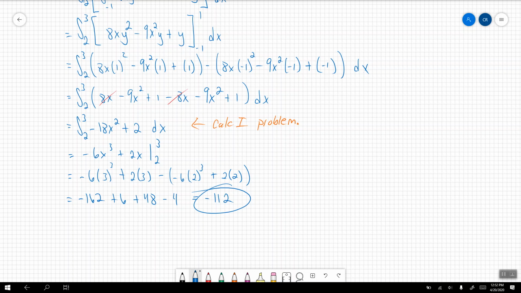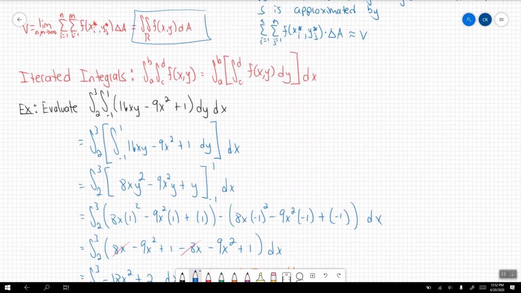All right, now the big question here. Looking at this particular integral that we were given, because the bounds here are both numerical, they're both numerical bounds, this is a rectangular region. The y values went through negative 1 to 1. The x values went from 2 to 3. So again, it made a rectangular region.